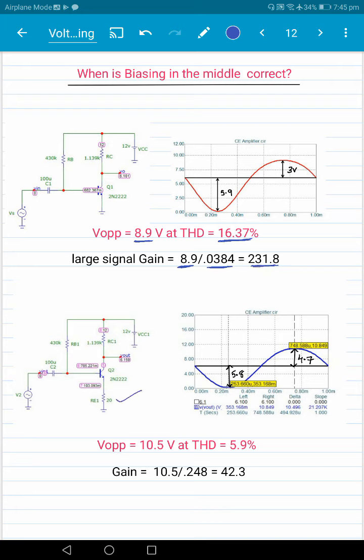When we put a 20 ohm resistor, we get a better swing at lower distortion, but we get a gain which is less here. So that's the trade-off that occurs. You put the resistance in the emitter, it provides negative feedback, reduces distortion, and provides you better swing, but at the cost of reduced gain here.